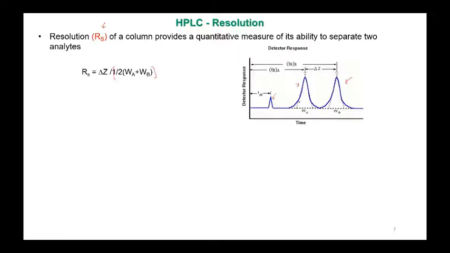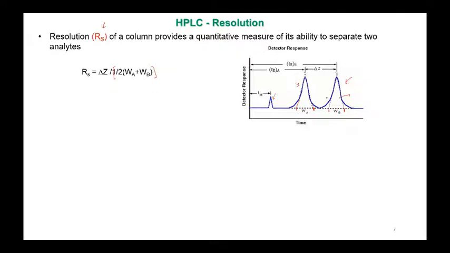We can extrapolate along this side, and if we see it touching the baseline, then we will get a triangle. Similarly here we can have another triangle. Now this distance, from here to here and from here to here, we call the width of the peak. So for compound A you have the width WA, and for compound B you have the width WB.